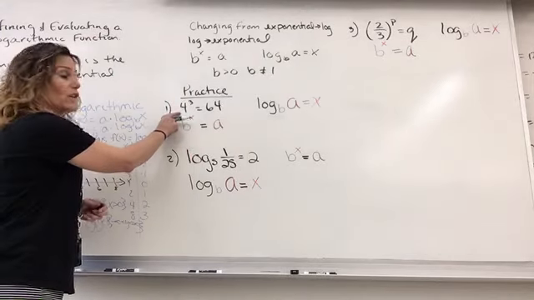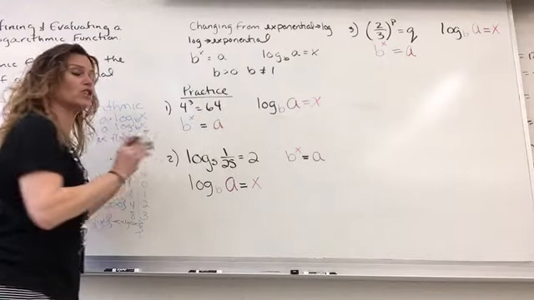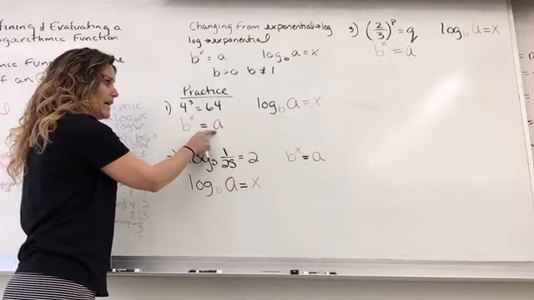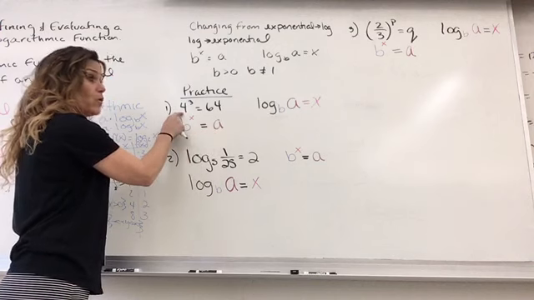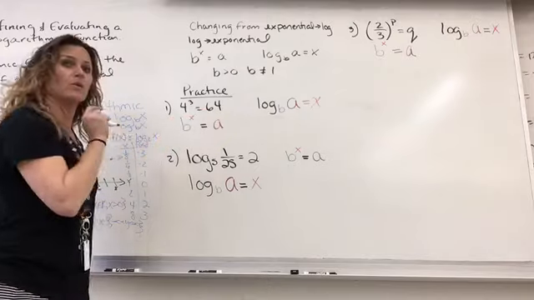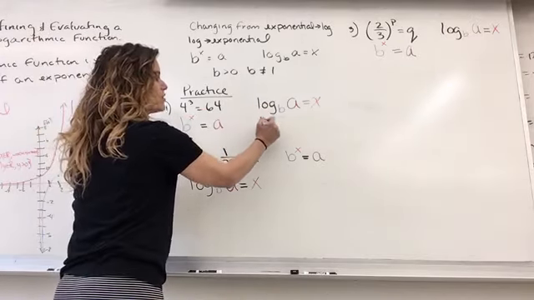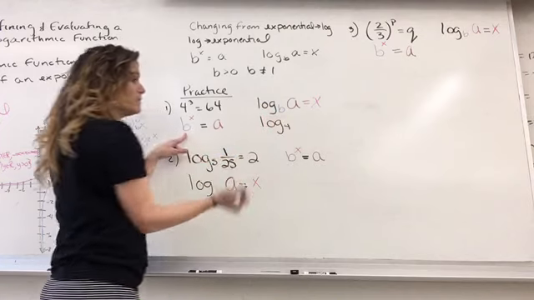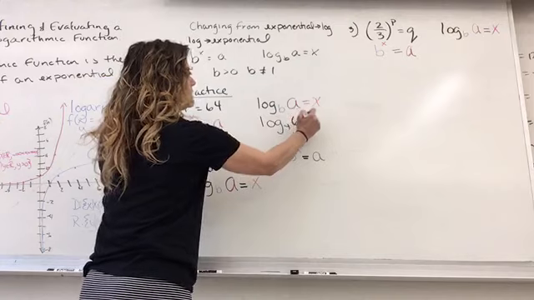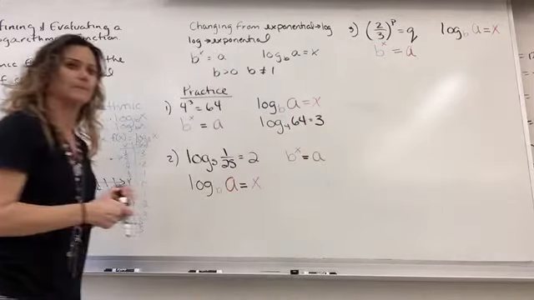We're going to change 4 to the third power equals 64. We're going to change that to a logarithmic. The rule says it's b to the x equals a. So b is our 4, x is 3, a is 64. When we rewrite that, we write it as log base b. So this would be log base 4, because b is 4, of a, 64, is going to be equal to x, 3.